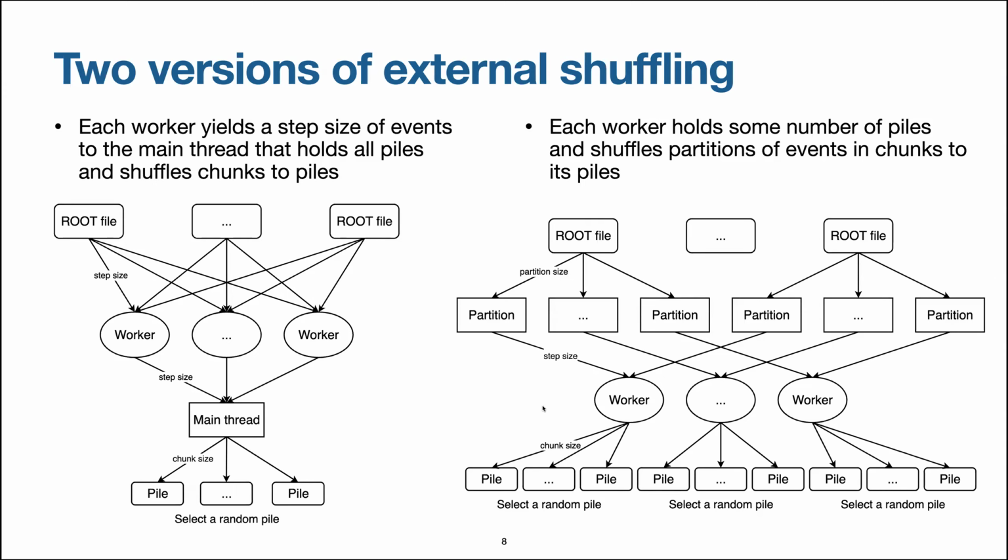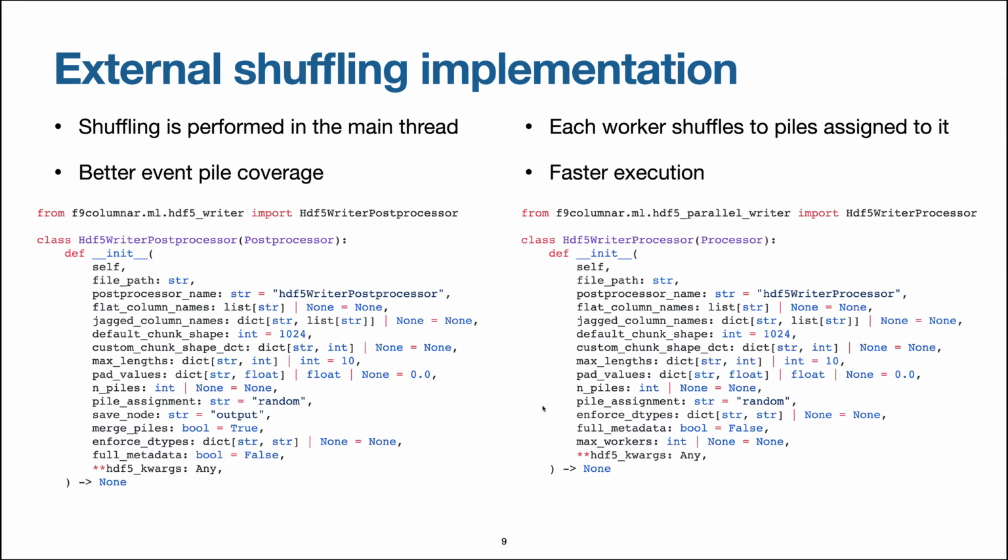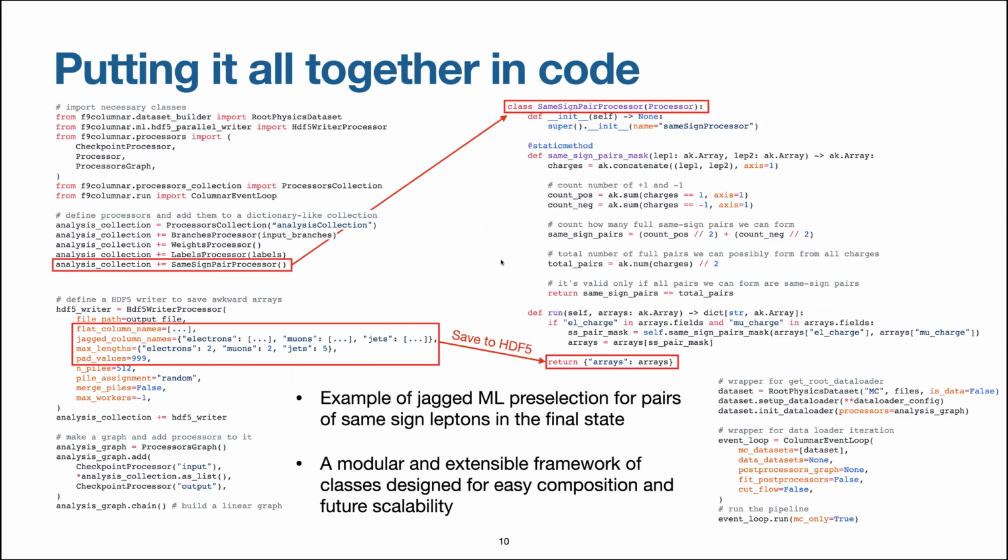So there are two versions. They can be imported and have similar arguments, but they work a bit differently. The non-parallel one has better event pile coverage, meaning it's better shuffled, but the second one has faster execution. As you can see, it comes as a processor, so you can insert it as a graph node. A post-processor means it will run in the main thread, but it's also part of the graph. Okay, so I will show you now how it looks if you put it in code.